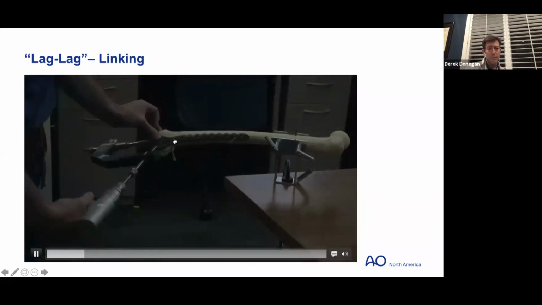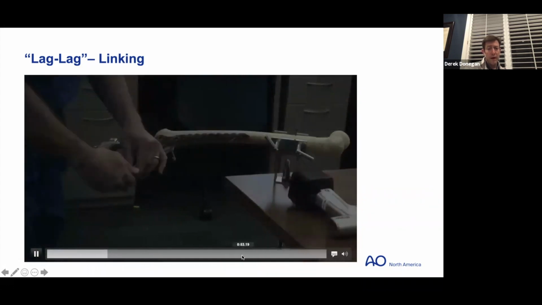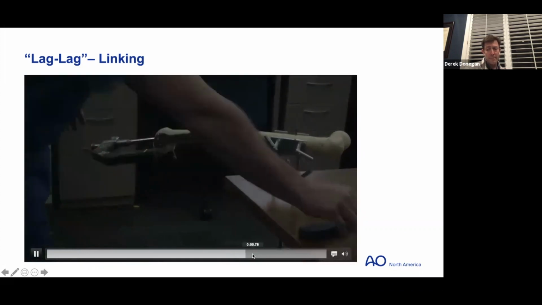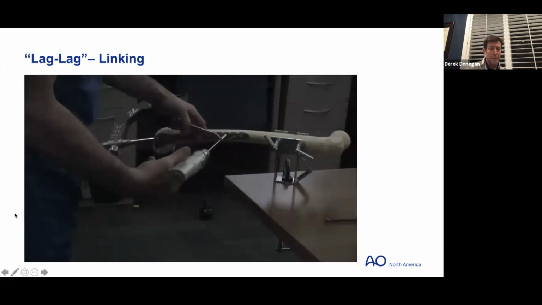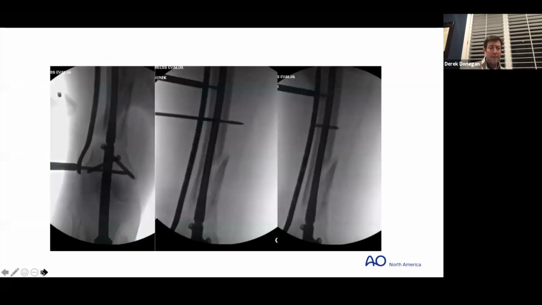nail, which goes through the plate, through the nail, to link those two constructs. Then coming proximally, once that screw goes in, you put your non-locking screw around the proximal aspect of the nail to compress the plate to the bone. And then once that's complete, you go back and you've finished your construct.